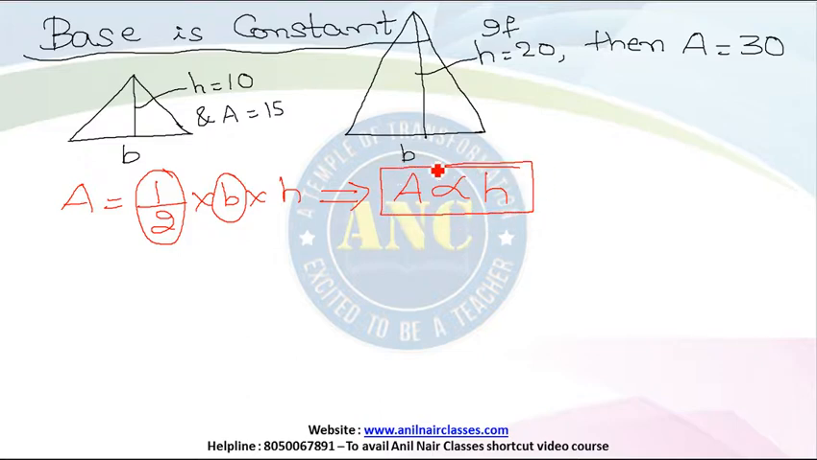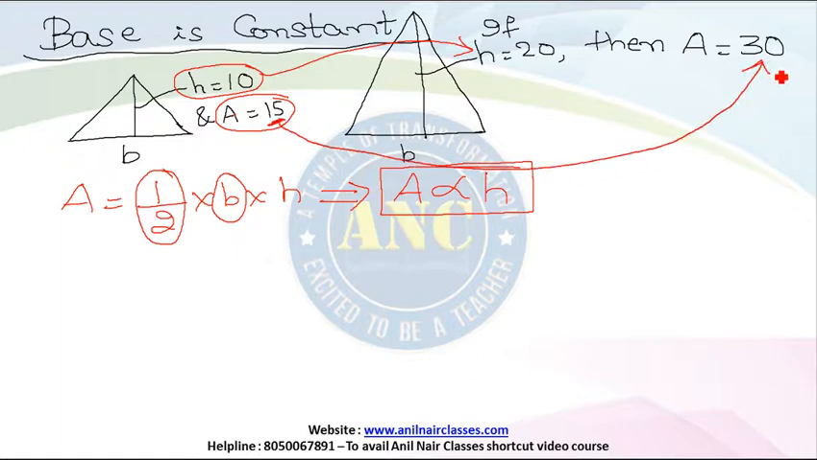What is the meaning of area is directly proportional to height? That means if the height is 10 initially and the area is 15 initially, if I double my height value, the area will also double, since it is directly proportional to height. 15 becomes 30. I hope I am making sense for you.